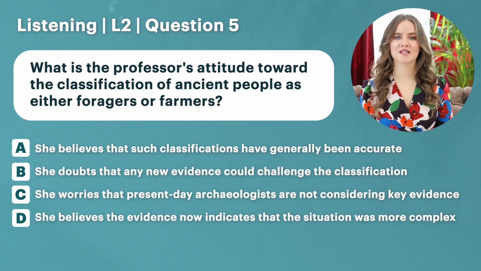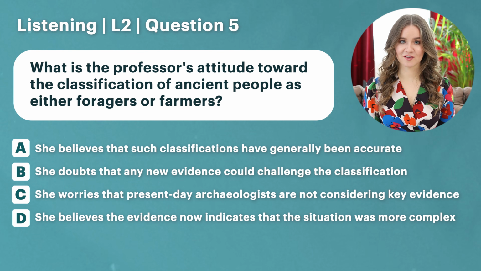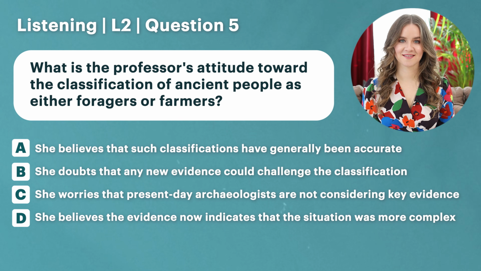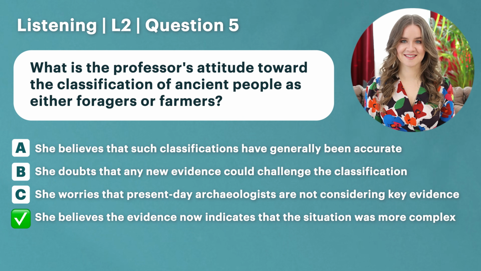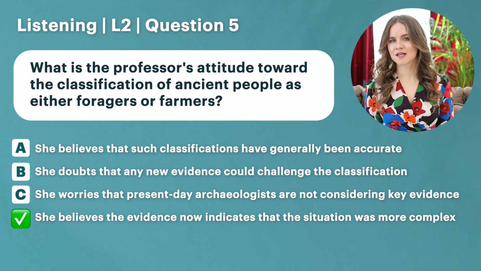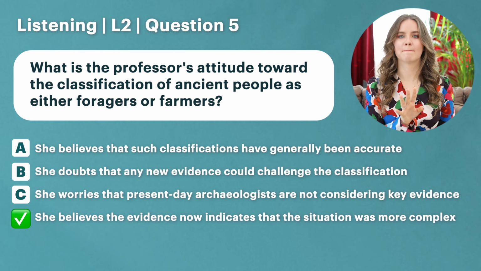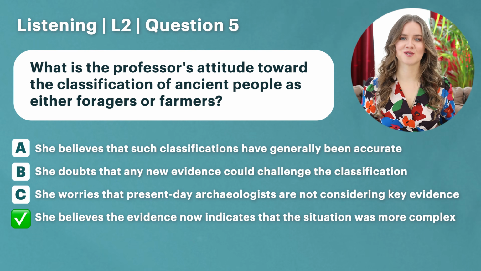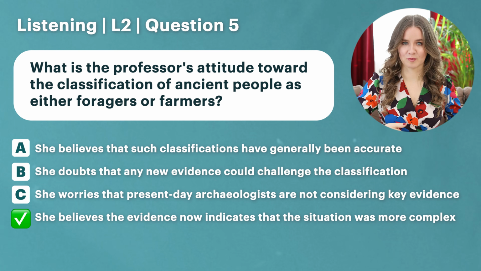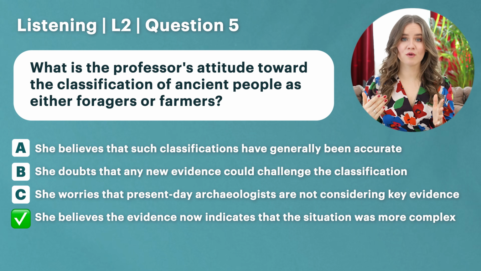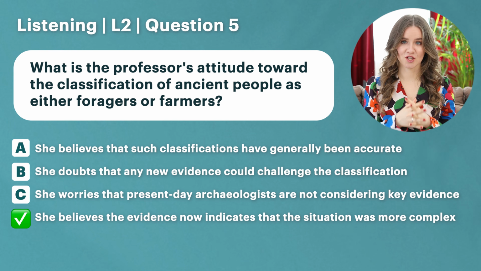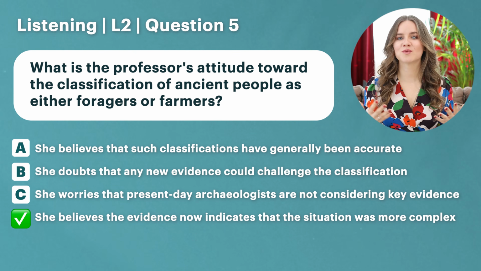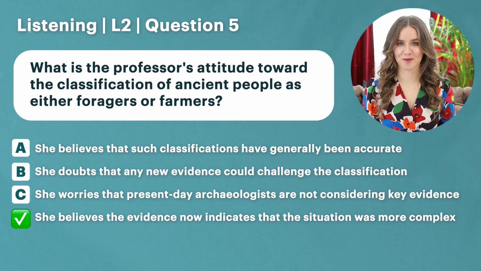Question 5. What is the professor's attitude toward the classification of ancient people as either foragers or farmers? Answer D is correct. She believes that the evidence now indicates that the situation was more complex. The professor says it's too simple to classify people as just foragers or farmers. Many people did both for a long time. The change from foraging to farming was slow and complicated, so we can't put people into just one category.